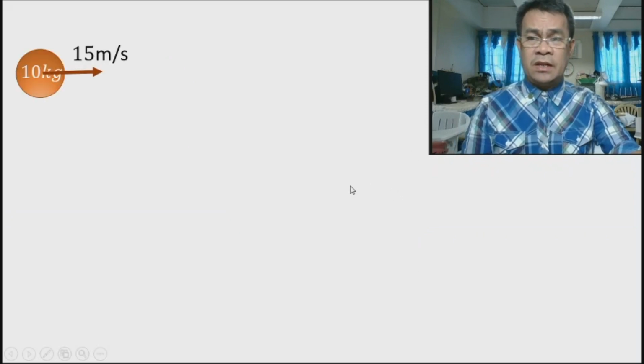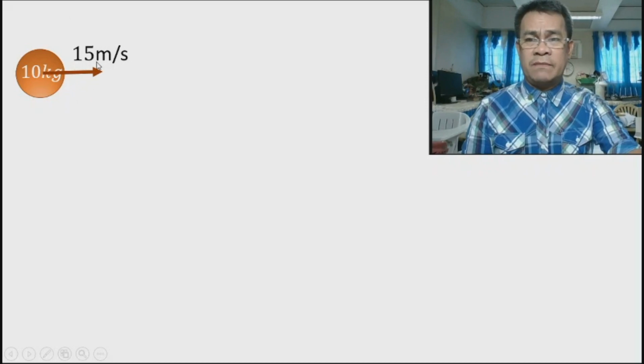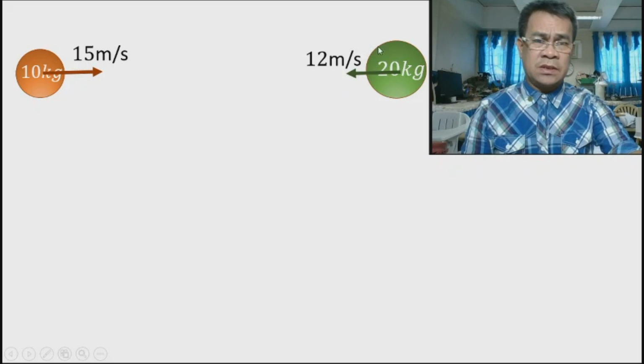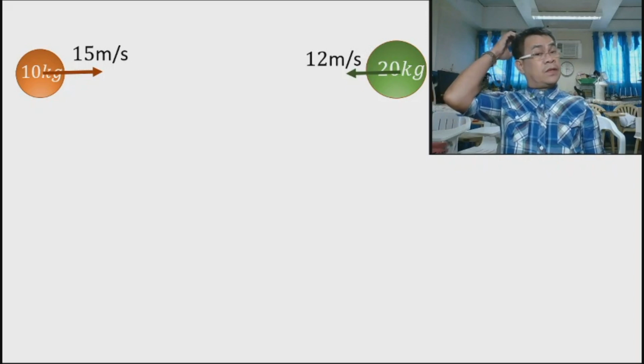Consider an object with a mass of, let's say, 10 kilograms moving at 15 meters per second to the right. And I have another object which is greater in mass compared to the previous, 20 kilograms, moving at 12 meters per second. They are moving in opposite directions, so the two objects must collide. Now, the question is, after collision, what happens? That will be the problem.